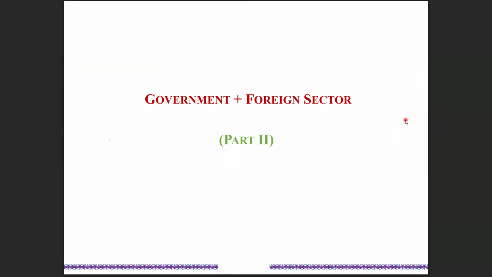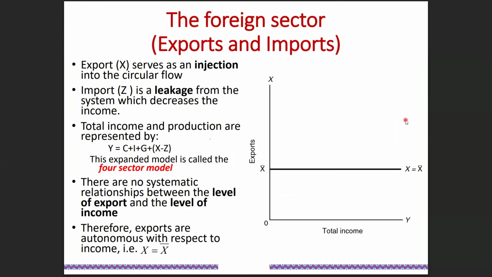Okay, so we're looking at the three sector model. Now we're going to introduce the foreign sector. This is part two. Because we're introducing the foreign sector, it becomes the four sector model, or an open economy, because now we are able to interact with the rest of the world. They're saying that exports, X, serve as an injection into the circular flow.